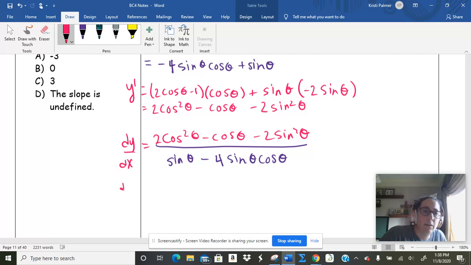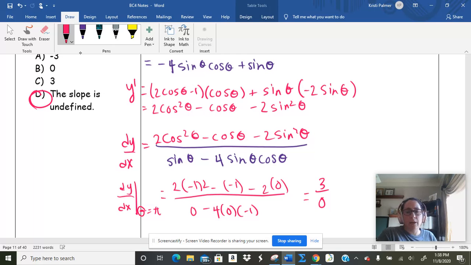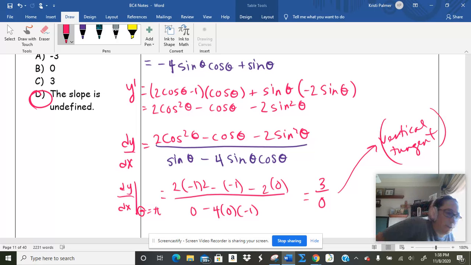And then I can find that first derivative, evaluate it. It said, oops, not when x, but when theta equals pi. That would be 2 times -1 squared minus -1, 0. 0 minus 4 times 0 times -1 gives me 3 over 0. So this is undefined. So this is actually going to give me a vertical tangent because the denominator is 0, but the numerator is not.